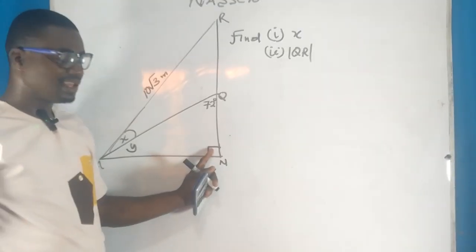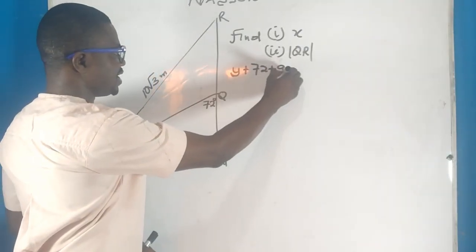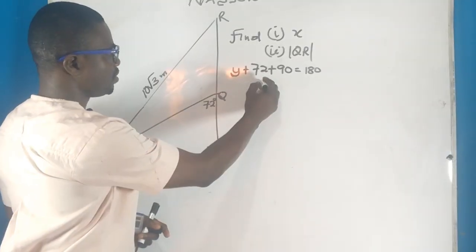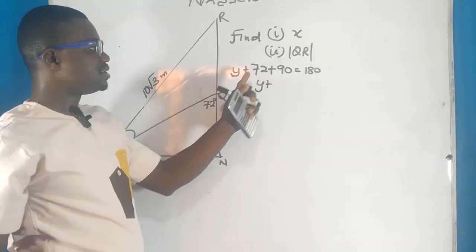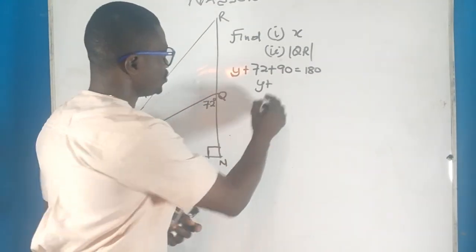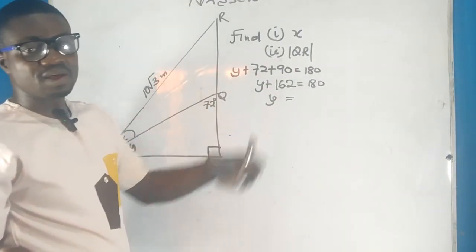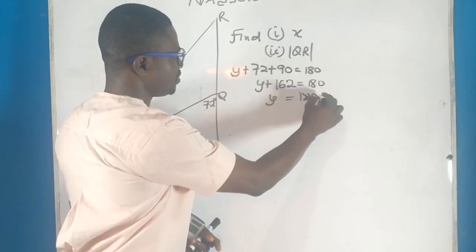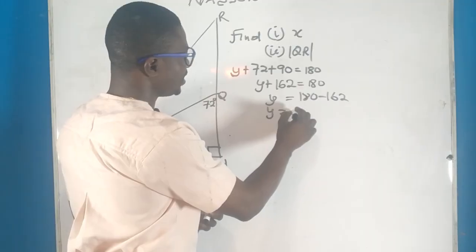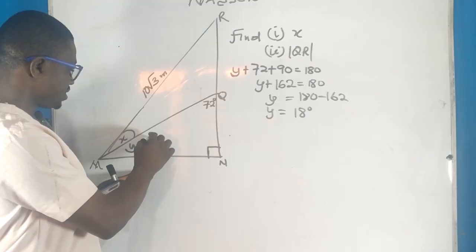You should note that this side is 90. So we have y plus 72 plus 90 is equal to 180. So y plus 72 plus 90 will give you 162. 162 is equal to 180. So y is equal to, let's have the difference, 180 minus 162. 180 minus 162 is going to give you the value y to be 18 degrees. This means that this side is 18.